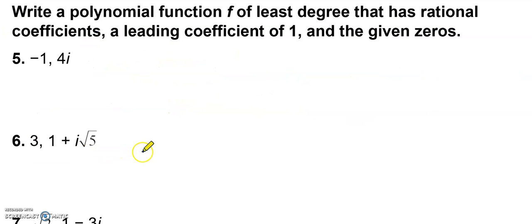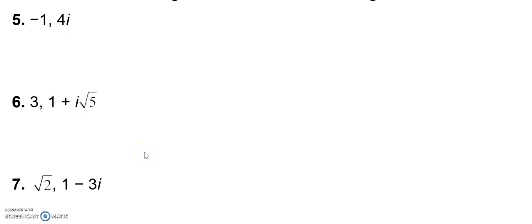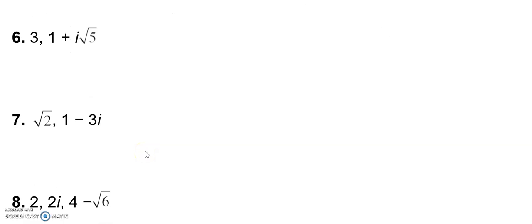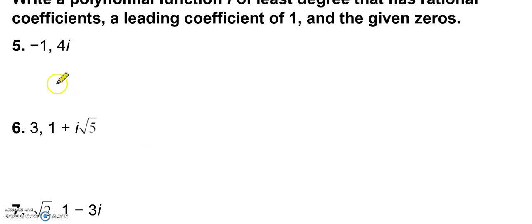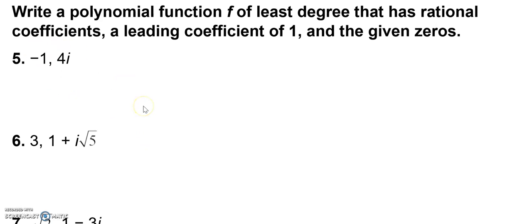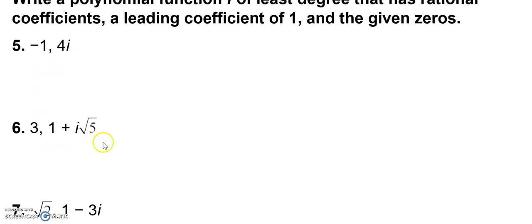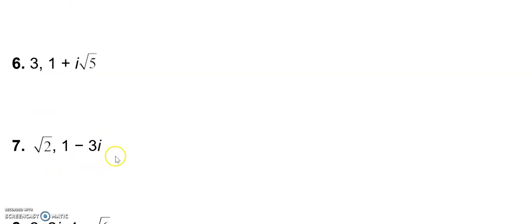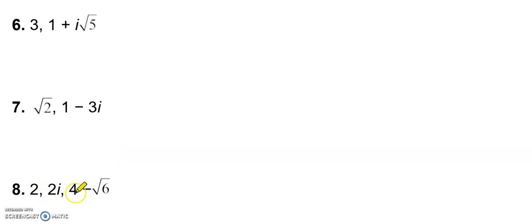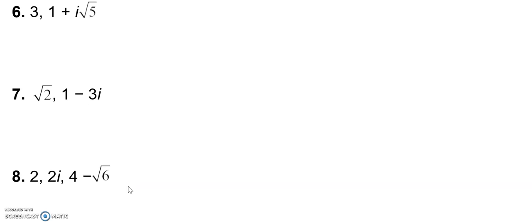Okay, so I want you to try this for all of these. So there are 4 problems here. And all you're doing is exactly what we did on the last example. Write a polynomial function of least degree that has rational coefficients, a leading coefficient of 1, and the given zeros. So here, negative 1 and 4i; 3 and 1 plus i root 5; root 2 and 1 minus 3i; 2, 2i, 4 minus root 6. So do that for all of those. Pause the video. Unpause when you're ready to discuss.